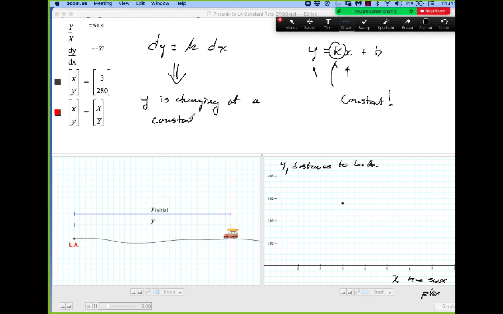So the big takeaway here is that this relationship is about the values of y and x. This is showing us that y is changing at a constant rate with respect to x. Of course it's saying that dy, that's a given, dy is changing at a constant rate with respect to dx. But the important conclusion is that y and x are in a constant rate of change relationship.